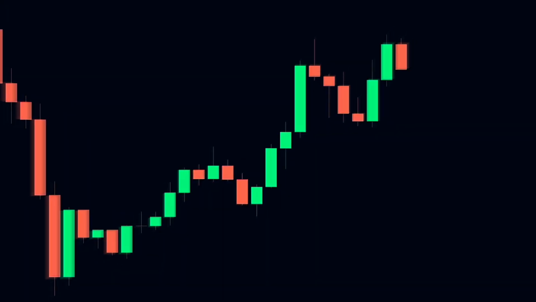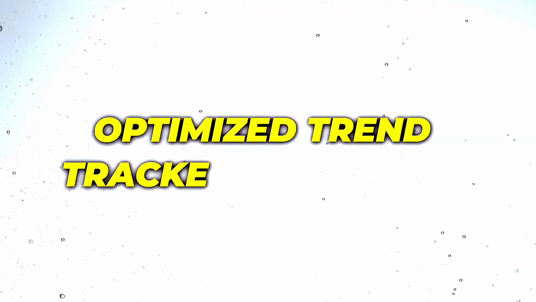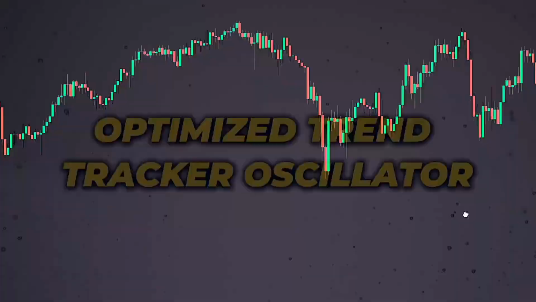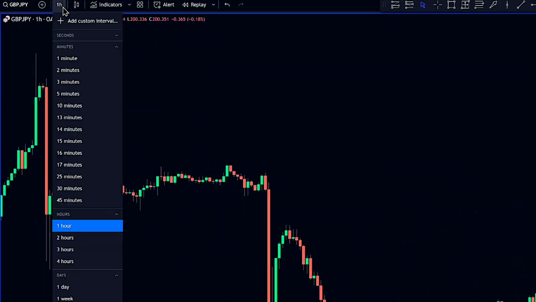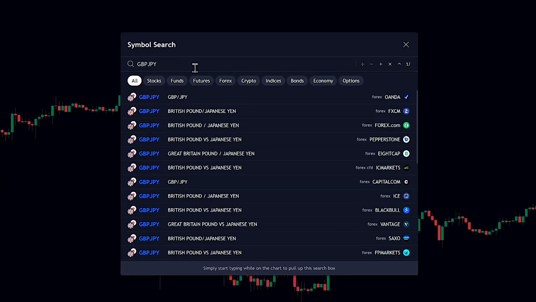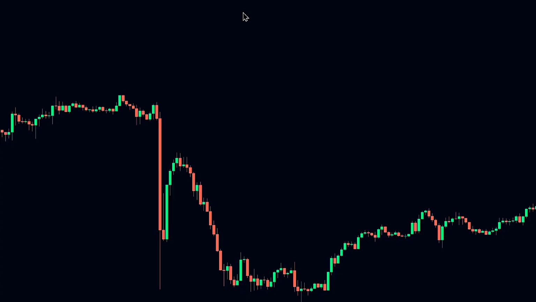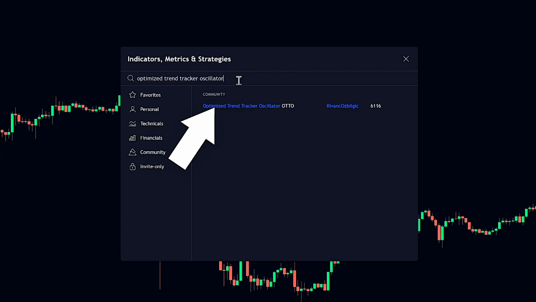Let's dive in. The core indicator in this strategy is the optimized trend tracker oscillator. To add it to your chart, head over to TradingView and switch to the 1 hour time frame for GBPJPY. But don't worry, you're not restricted to this. This strategy works on any trading asset and any time frame. Now, click on Indicators, search for Optimized Trend Tracker Oscillator and select this one.